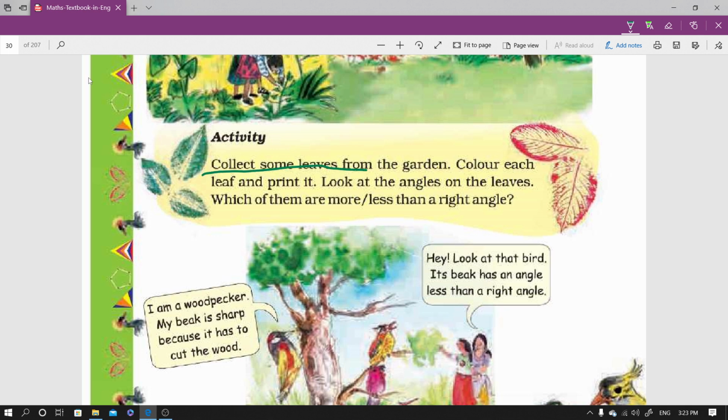Collect some leaves for the garden. Color each leaf and print it. Look at the angles on the leaves. Which of them are more or less than a right angle?